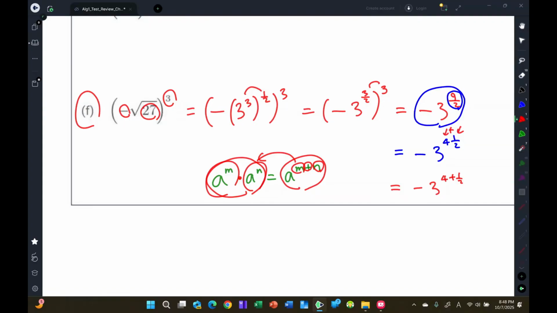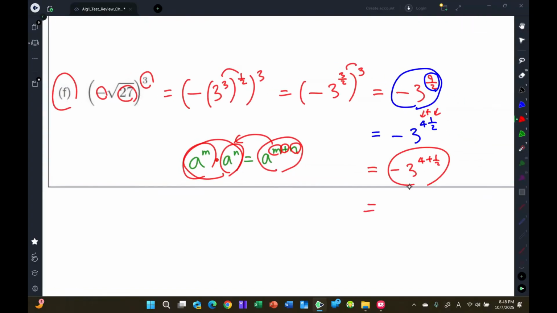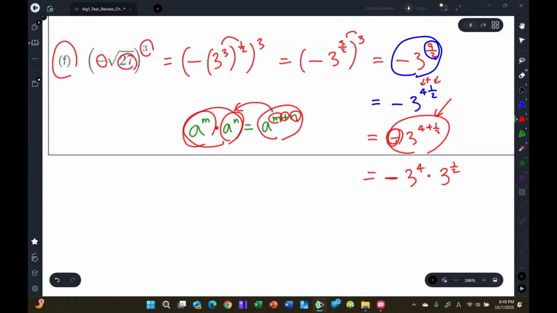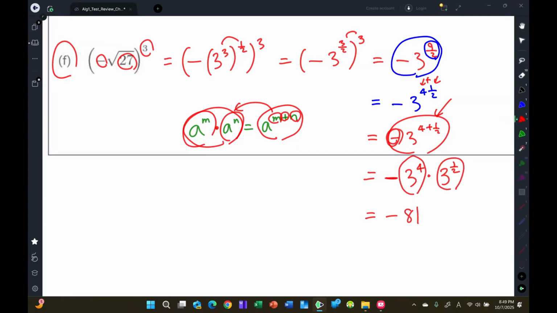right? So I could rewrite this as negative 3. By the way, this negative sign is not under the influence of the power because we don't have parentheses. So you have to copy down this negative sign each time. And I can rewrite this as 3 to the 4th power multiplied by another base, 3 to the 1/2 power. I know it's complicated, but it works, right? And now what? This will be the same thing as negative, what is this? 81. What is that? Square root of 3. And that's the final answer.